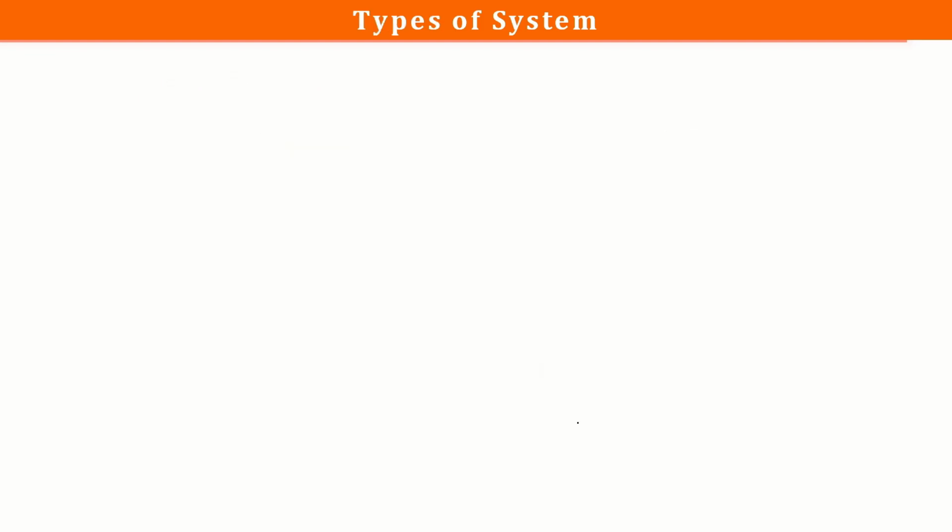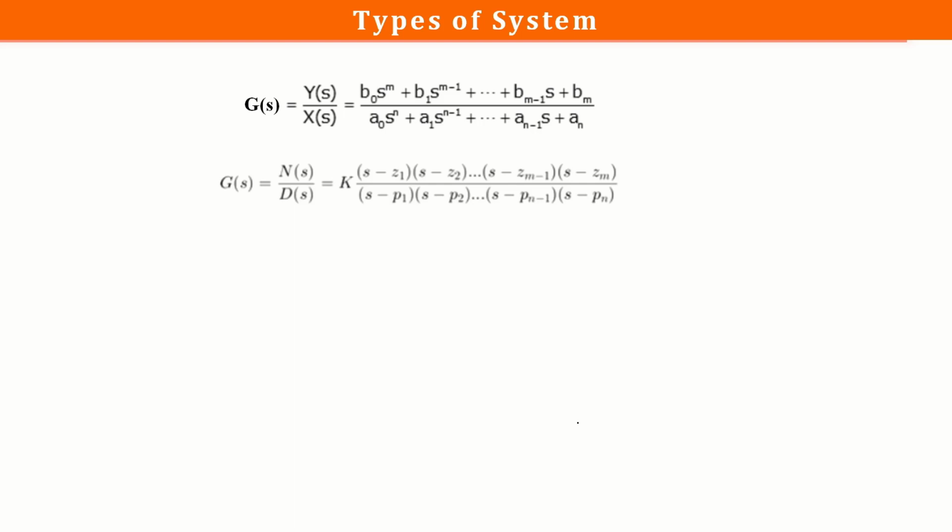In this way we can determine the order of the system based on the transfer function that we have. Now let's discuss how to find the type of system. Here we have the transfer function of the system in algebraic form. Now we can factorize the numerator and denominator, and write the same transfer function in this form. This factorized form is also called the pole and zero form.